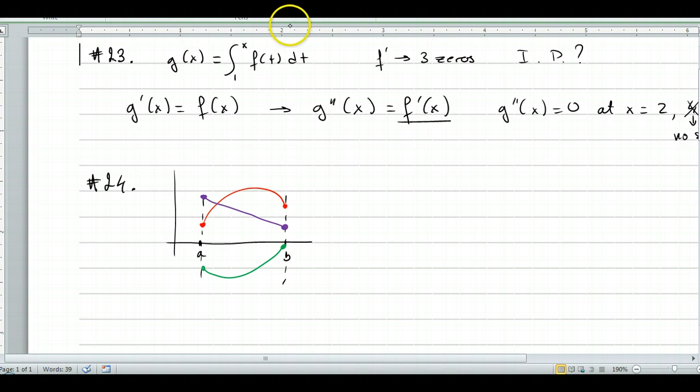F prime of c equals 0 for some c. No, this is not true actually. Look at this one right here. F prime of c is never 0 for any c in the whole interval, right? So I would say 1 and 2 are true and 3 is not true. So it's not necessarily true, that 3. So it's C.